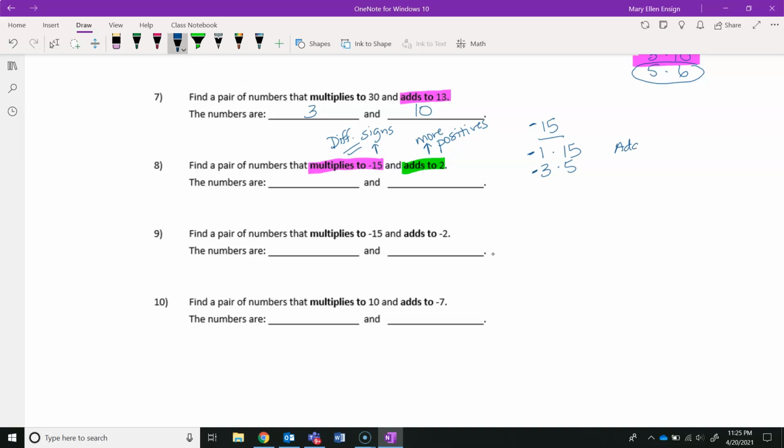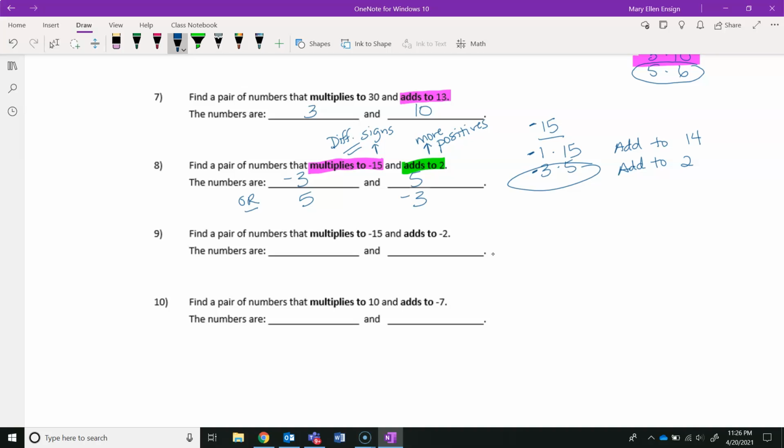What do these add to? Let's see, so negative 1 times 15 does multiply to negative 15. These add to positive 14. Negative 1 plus 15 is 14. The second one adds to positive 2. So this is my pair that I need then, negative 3 and 5. You can switch the order, but your negative still has to go with the 3.